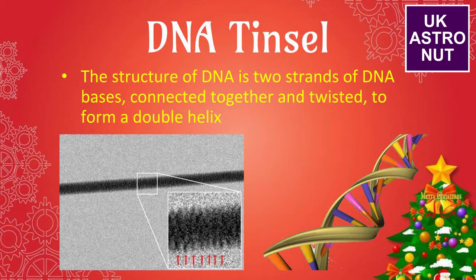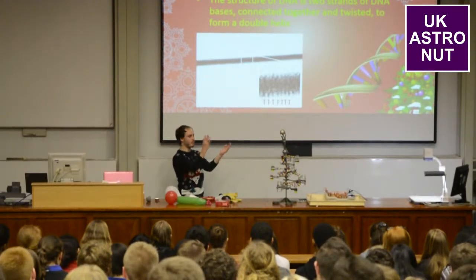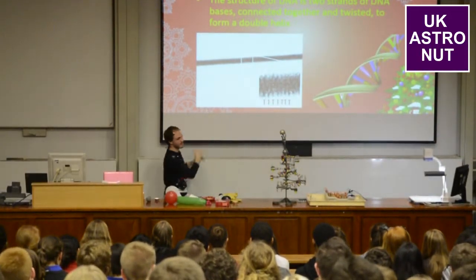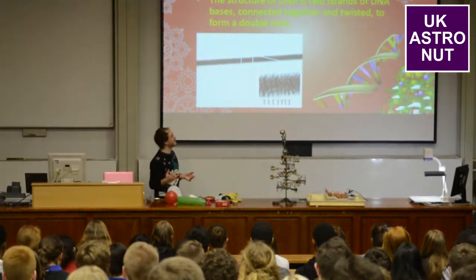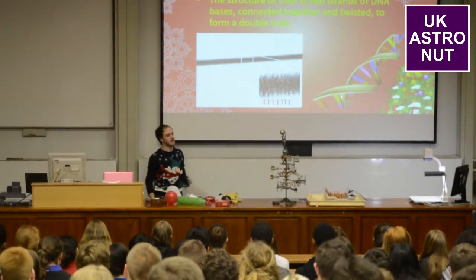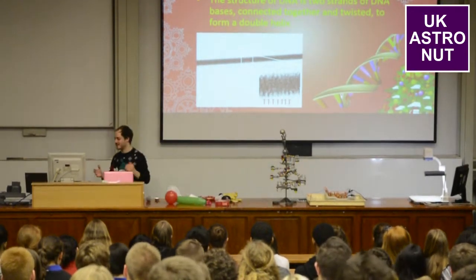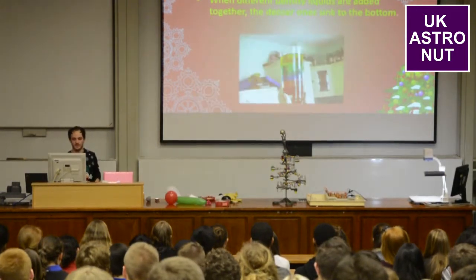Here's an artist's impression on the right hand side, and this is an actual picture of DNA. It's two branches with lots of strands in between, and it's twisted round in something called a double helix shape. You can kind of see the shape here in this image. So this is what our scientific Christmas tinsel will look like.